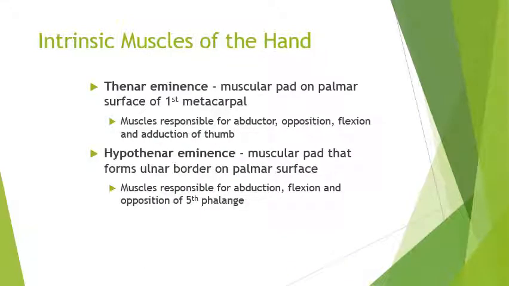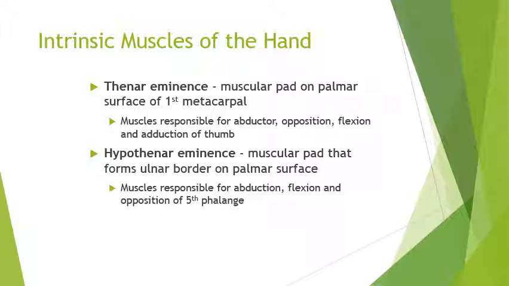So for instance, here we look at what's called the thenar eminence. If you look at your hand with your palm up, right at the palmar surface of your first metacarpal, so that's the metacarpal with your thumb, you have that big pad of muscle on your hand. Those are the muscles responsible for abduction, opposition, flexion, and adduction of the thumb. That's called your thenar eminence. So the thenar eminence is that landmark, and that's where those muscles are.